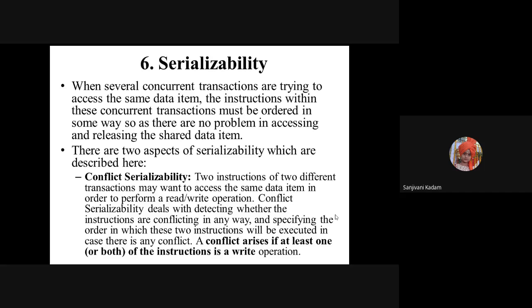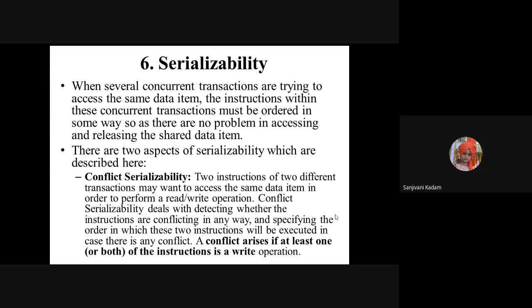The first one is conflict serializability. Conflict means that before that we need to see which statements can be called conflict operations. Two instructions of two different transactions may want to access the same data item in order to perform a read or write operation. Yes, we have T1 and T2, and both are trying to access data items A and B, and both want to perform read as well as write operations on A and B.